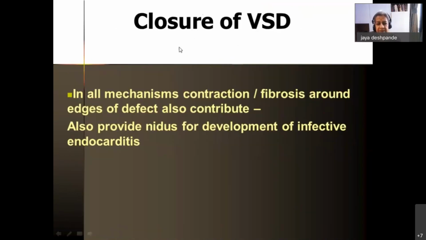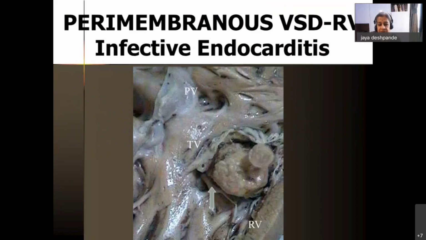So in all types of closure of VSD, there is contraction and fibrosis around the edges of the defect, which also contribute significantly to closure of the defect. But remember, this also provides a nidus for the development of infective endocarditis, as we see in the next slide. Here is a VSD which is completely closed by a mass of infective endocarditis.